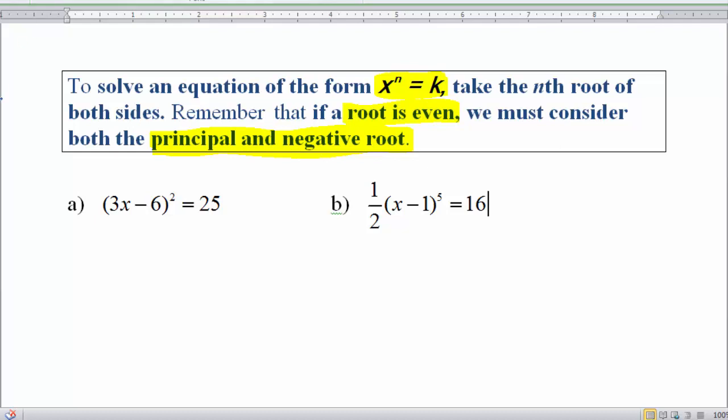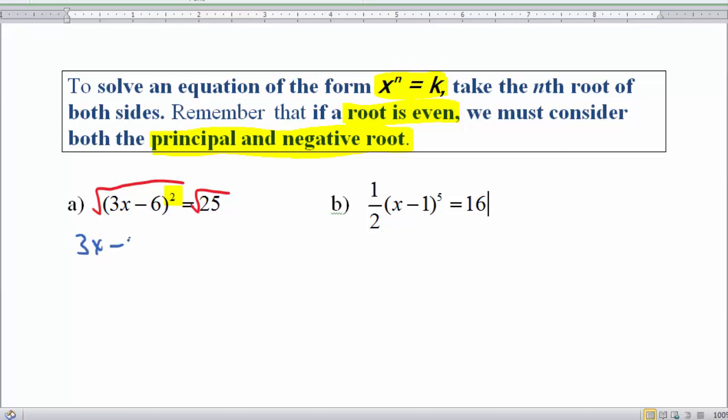Okay, so if you look at this equation A here, it's already in that form, right? It's something to a power equals a constant. So how would I solve it? I would just take the nth root, which in this case is the second root, right, the square root. So to solve this equation here, A, I would just take the square root of both sides. But again, I took an even root here.